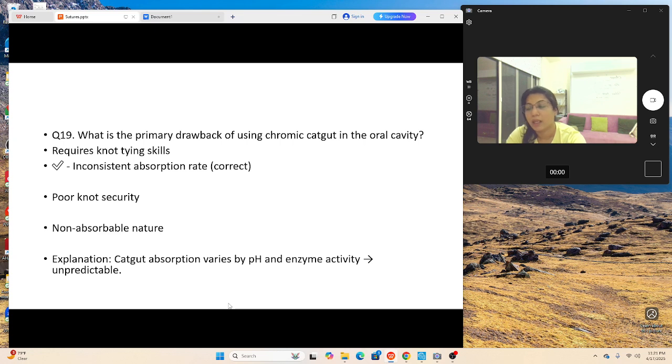That is why, if you are using catgut in some visceral organ, it's okay. If you want it to be absorbed in less than a month's time, but you don't care if it's lingering beyond 15 days, it's okay. So poor knot security, non-absorbable nature, no. The main drawback is inconsistent absorption rate.